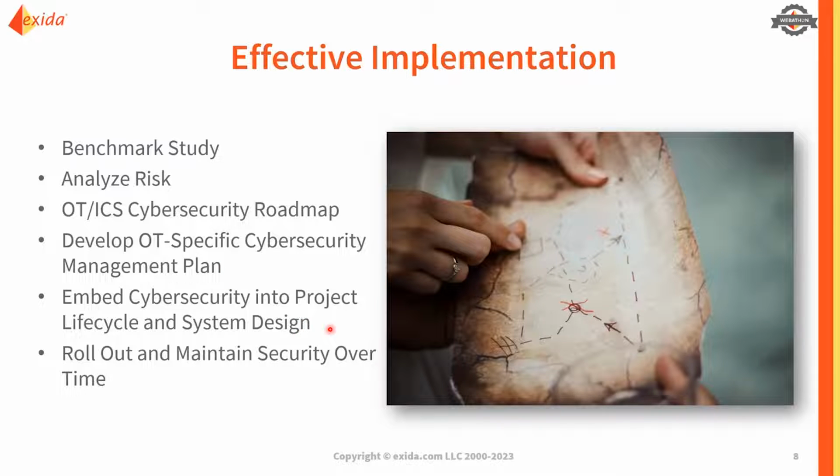We can look at embedding cybersecurity into the project lifecycle and the design of the system. So specifying the right requirements, making sure that whether it's a security level target or a specific set of requirements that the vendor needs to meet, that's defined and that's used as a part of implementing future systems or upgrading existing systems. And then lastly, we can think about how we roll out and maintain both that program and also the overall security of the industrial control systems over time. And we'll talk about some specific recommendations for each of those areas.